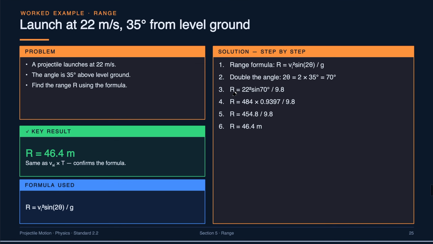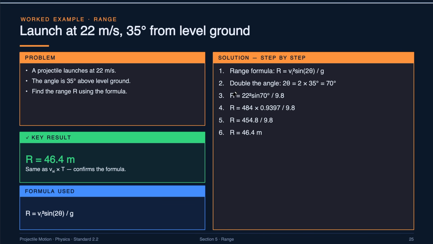So let's try a problem together. You launch at 22 meters per second. So velocity initial is 22 meters per second, at 35 degrees from level ground. So 35 degrees over here.